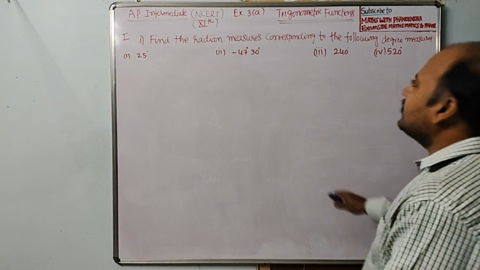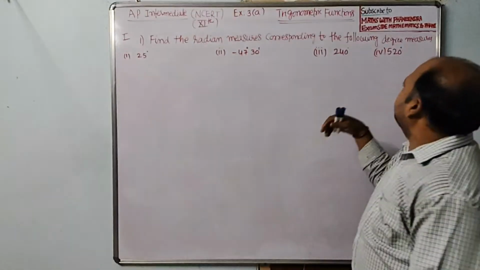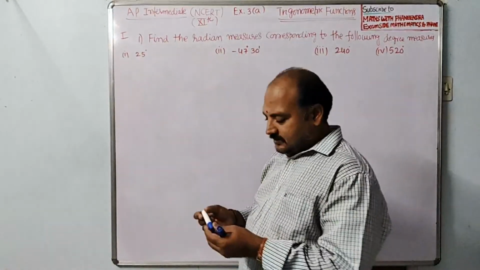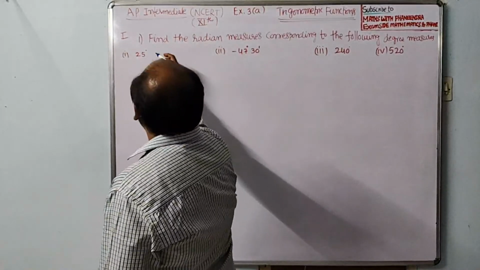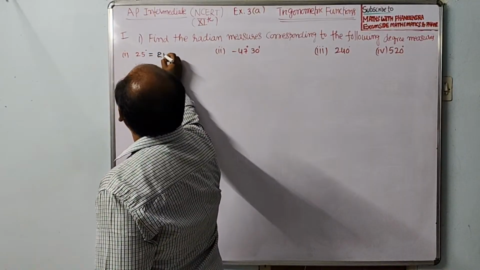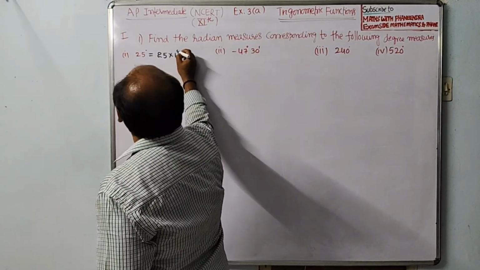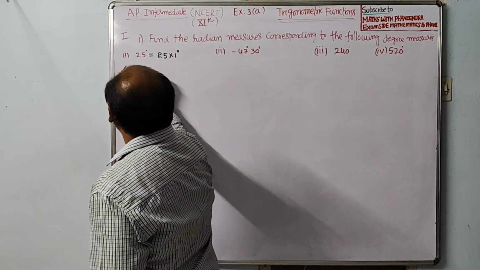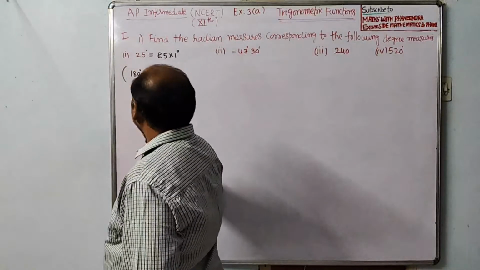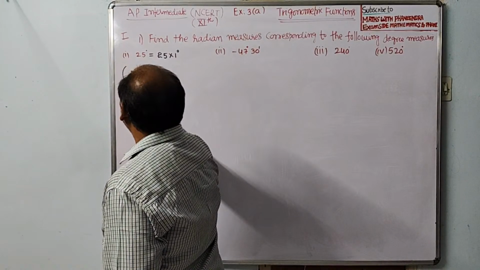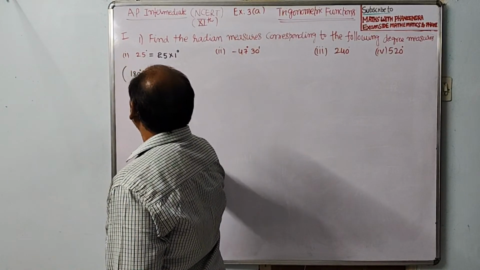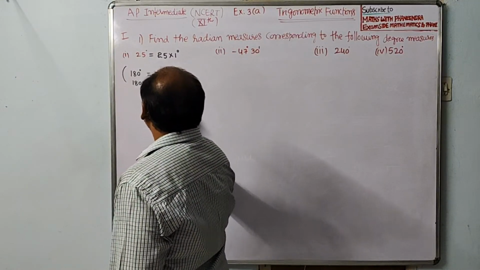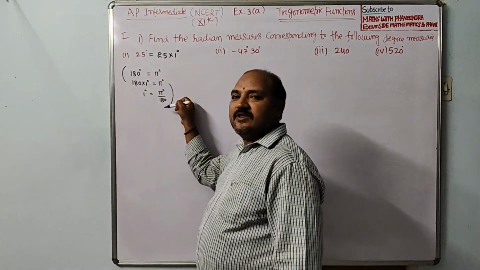Find the radian measures corresponding to the following degree measures. So here degree measures we are going to convert into radians. 25 degrees, so 25 into 1 degree. Like this we have to write it. We know that 180 degrees is equal to pi radians. So 180 into 1 degree is equal to pi radians. So 1 degree equals pi radians divided by 180. Wherever 1 degree is there, you replace with this value.